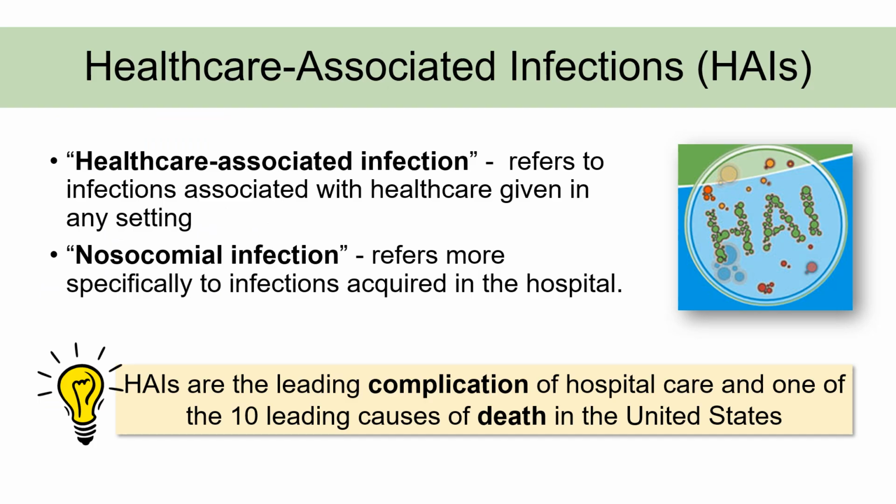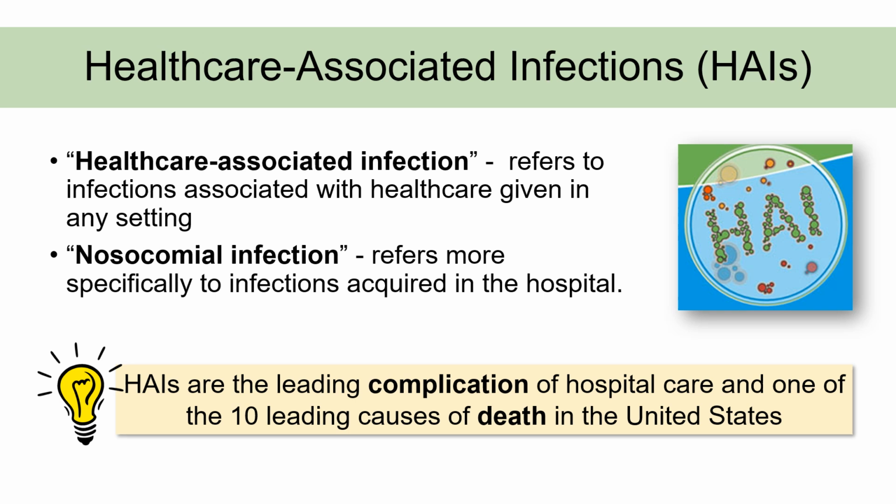Some terms that you should be familiar with are healthcare-associated infection and nosocomial infection. Healthcare-associated infection refers to infections that are associated with healthcare given in any setting. It's anywhere a patient goes to receive care, not only the hospital, but maybe a clinic, an urgent care, doctor's office, skilled nursing facility, assisted living, any setting. Then we have nosocomial infection. This usually refers to infections acquired in the hospital. But if a patient in the hospital has an HAI, or healthcare-associated infection, those two terms are used interchangeably.